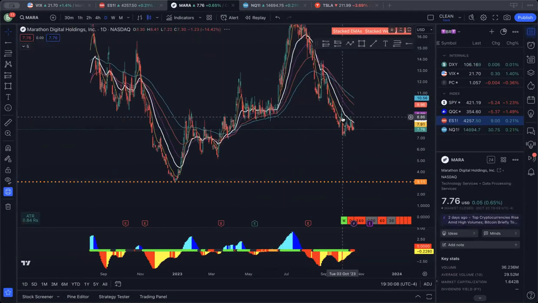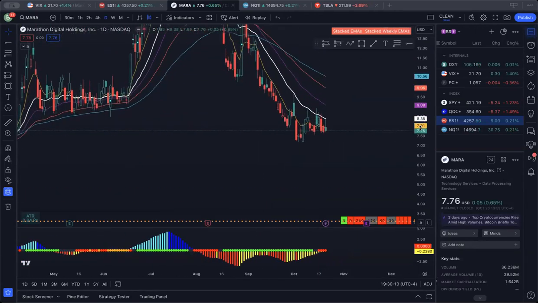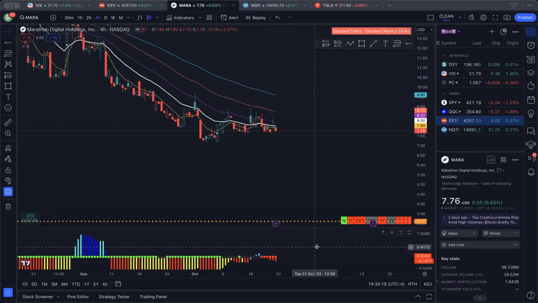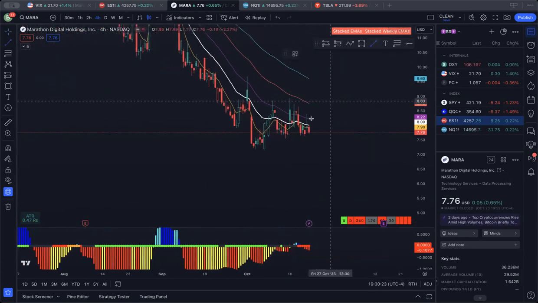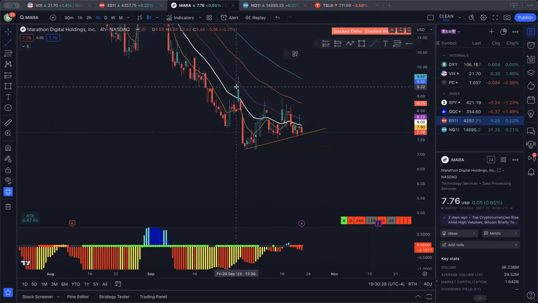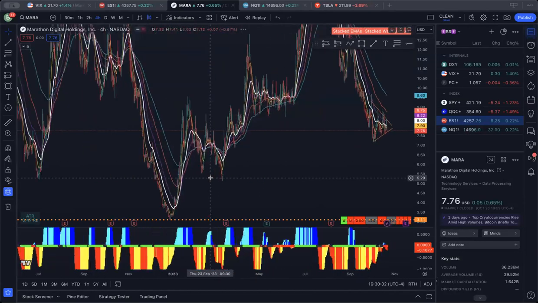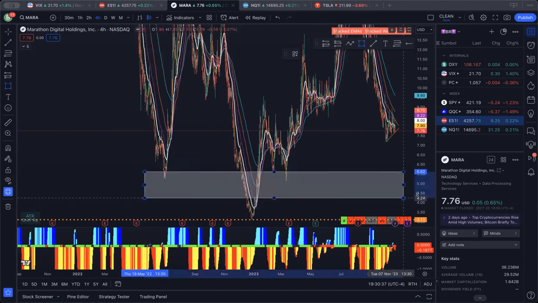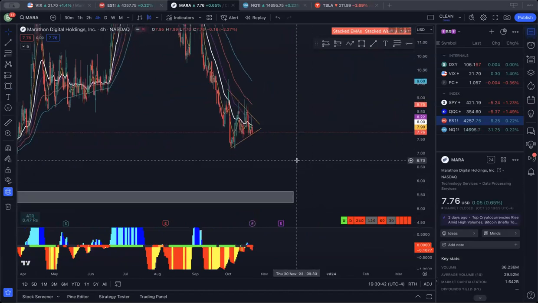Okay. Mara, this one looks like a great short, in my opinion. I have not looked at this chart in a while. Yeah, this one, I may actually play this one. This one looks really good. This one looks like a bear flag ready to fall off a cliff. So I like this name a lot. For a short, back into kind of this area right here. So this name looks great for a short.